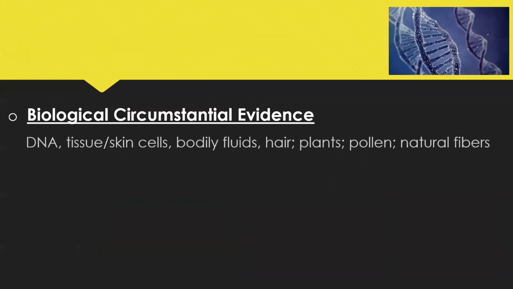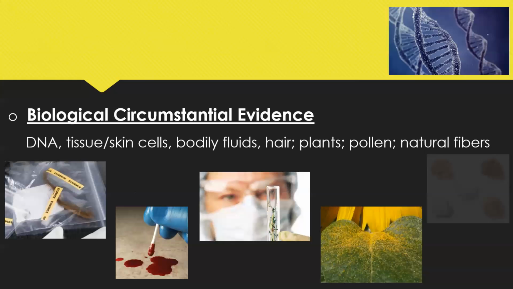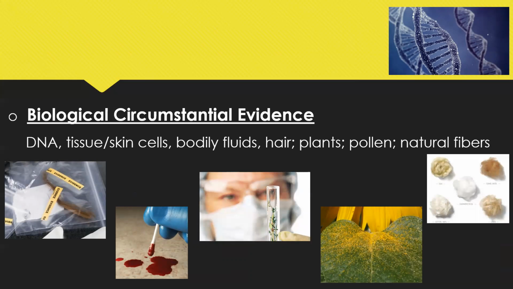So like I said, on the flip side, biological circumstantial evidence, usually DNA, so any type of bodily fluids, hair with the root, skin cells, anything that's DNA based. Plants are considered biological because plants have DNA. Pollen comes from a living plant. Natural fibers like cotton and silk. Like I said, fingerprints and soil, not biological. They are physical.